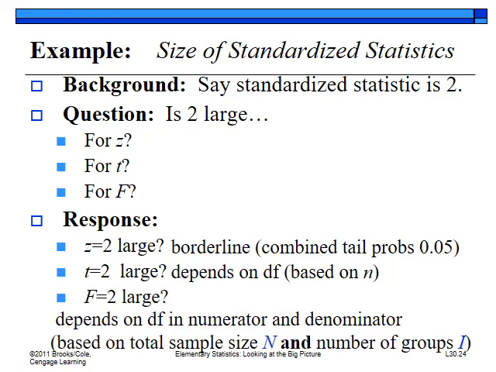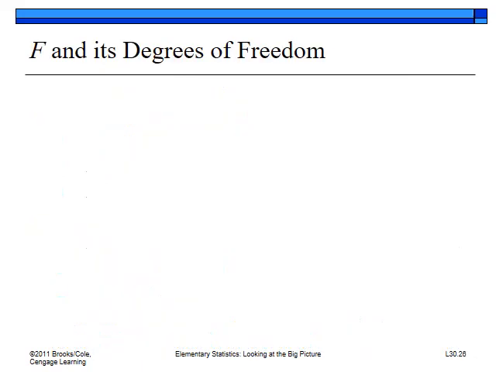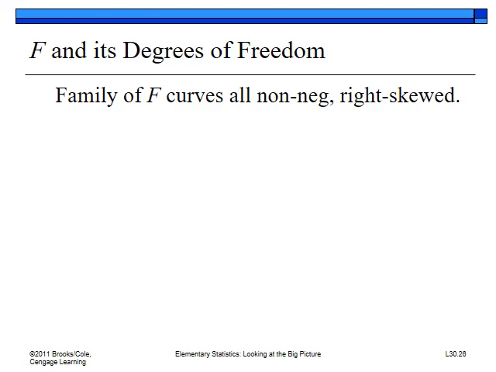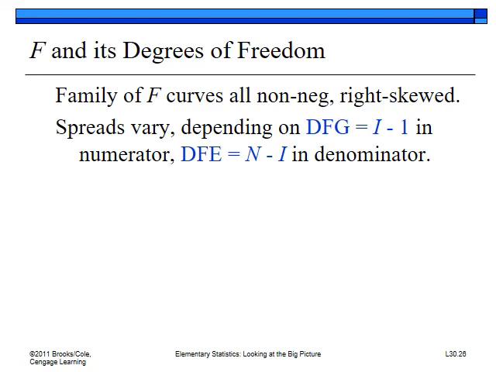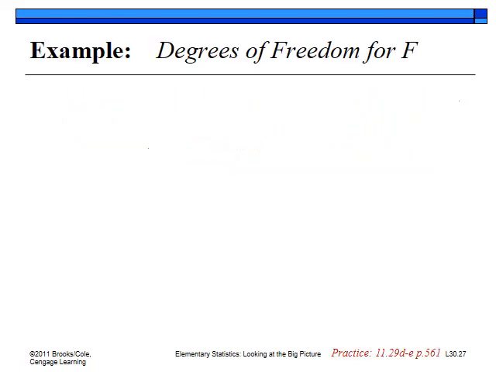For f, well, this depends on the degrees of freedom in the numerator and in the denominator, which is based on both the total sample size and the total number of groups. There's an entire family of f curves. All of them are non-negative and right-skewed. The spreads of the f values vary depending on the degrees of freedom for groups and the degrees of freedom for errors, which appear in the numerator and in the denominator of the computation.